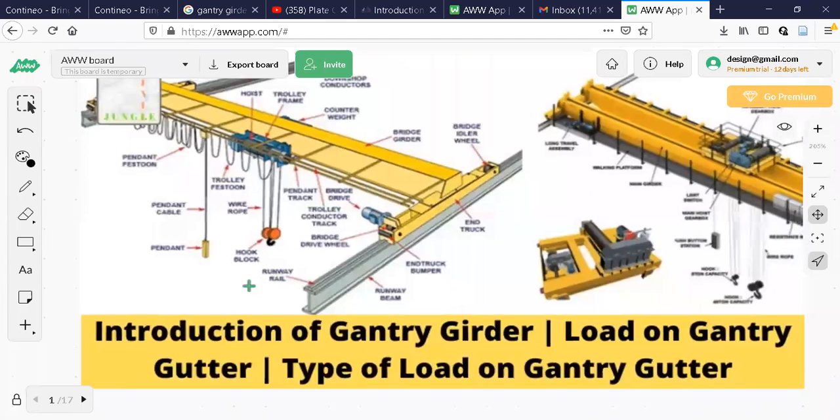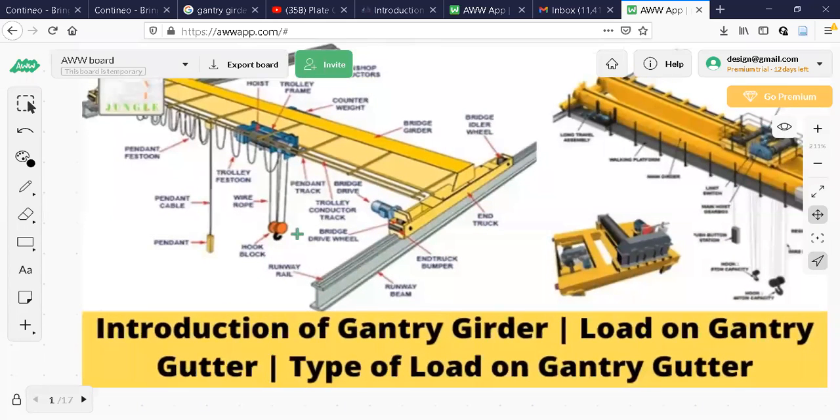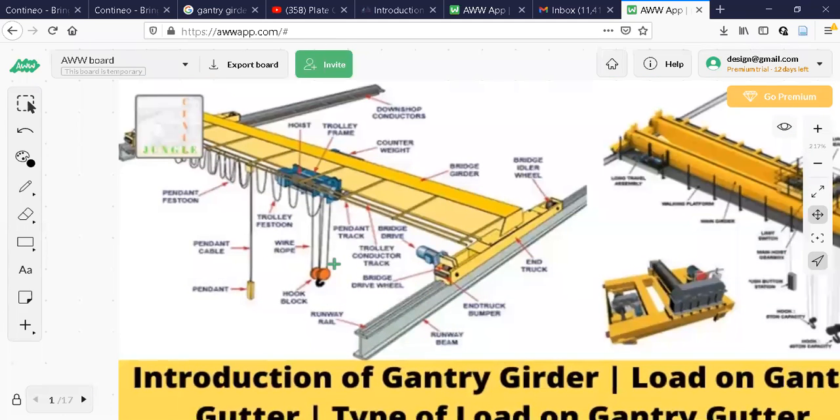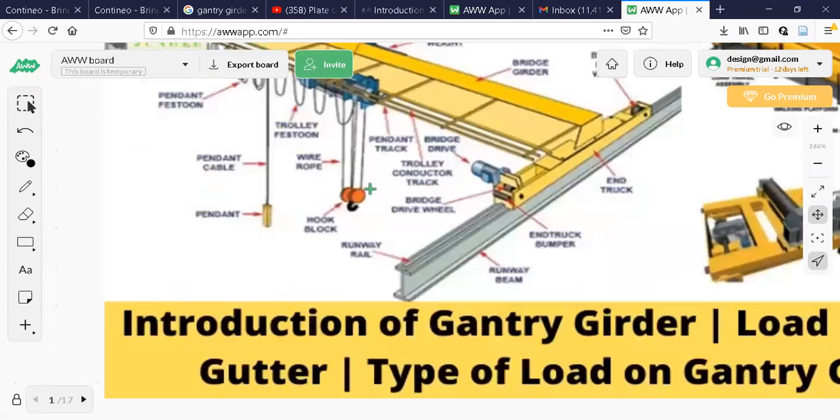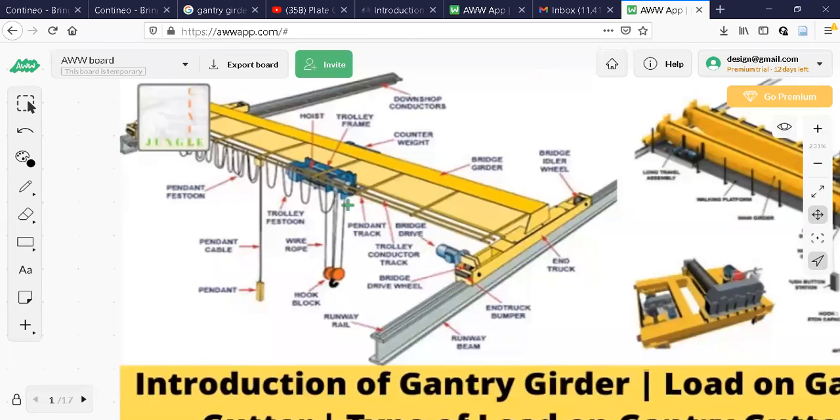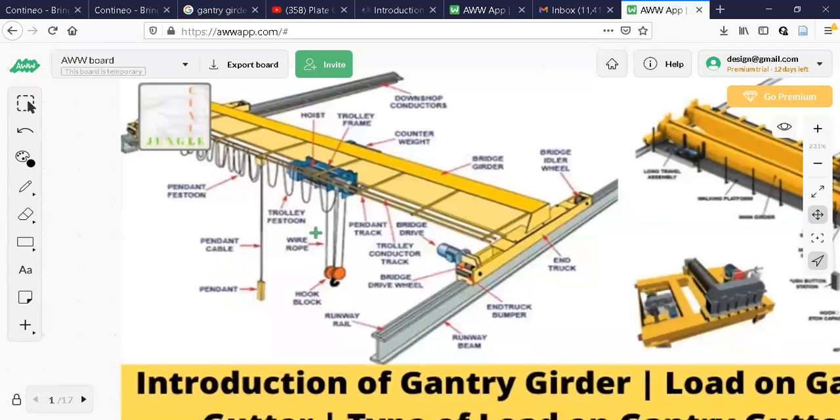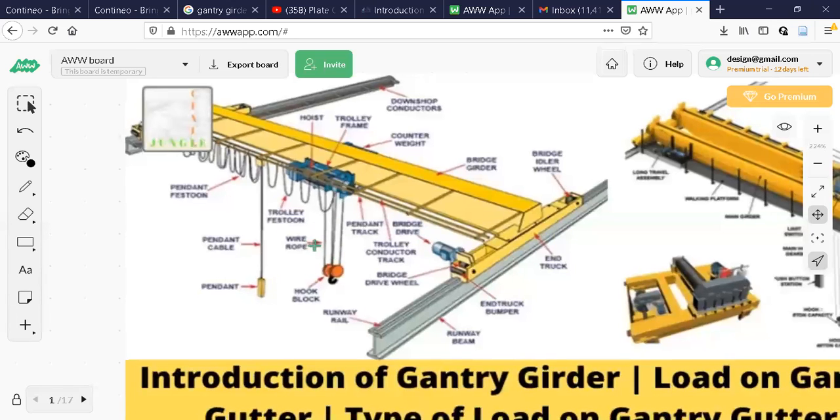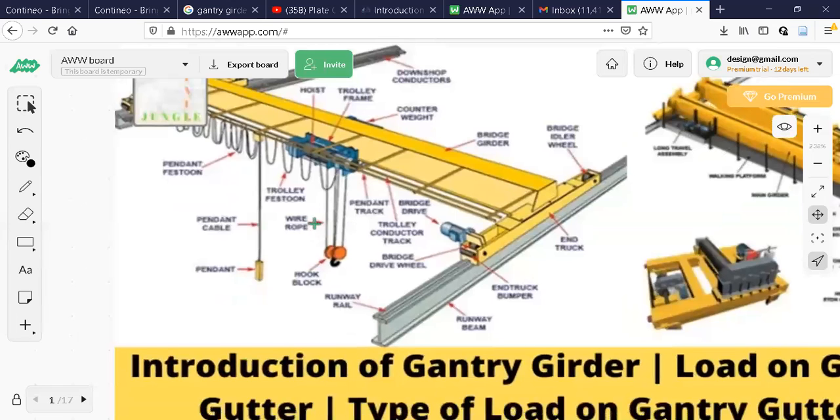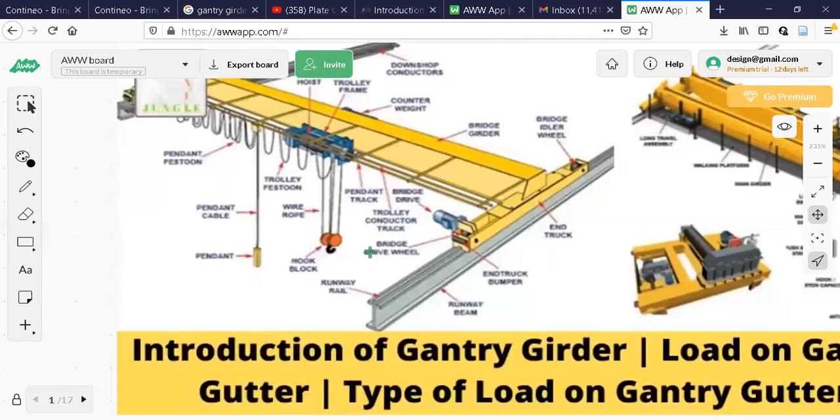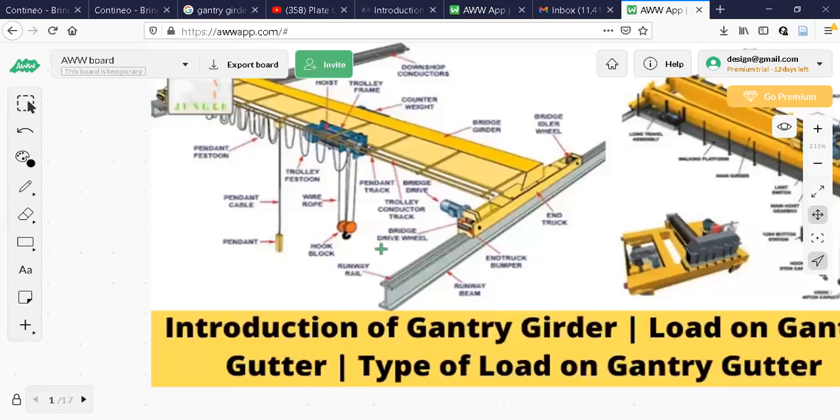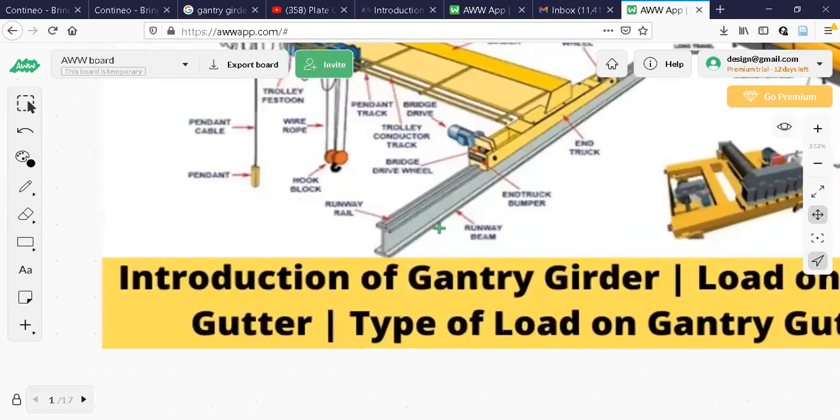Now, if you see this particular 3D view of the gantry girder, it is very difficult to understand what is what here. But observe, for a beginner, what are the minimum things that you need to understand? That much only. Let us try to understand. Where is the gantry girder here? What is the job of this?